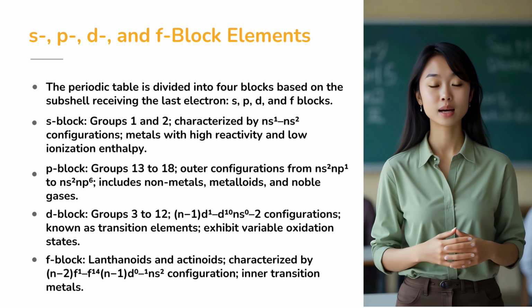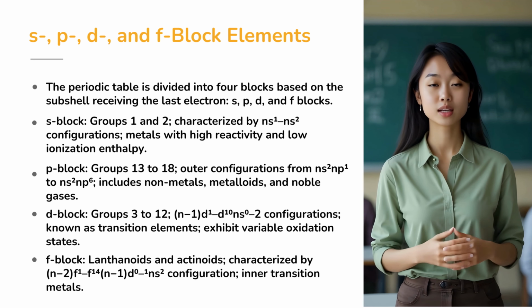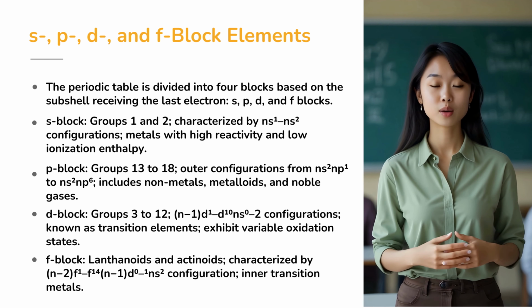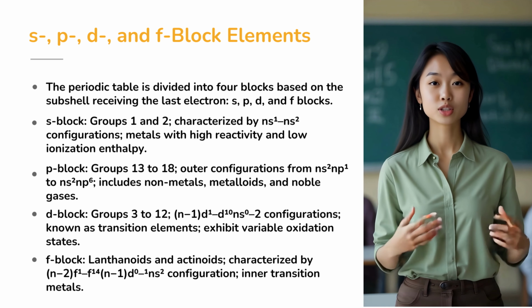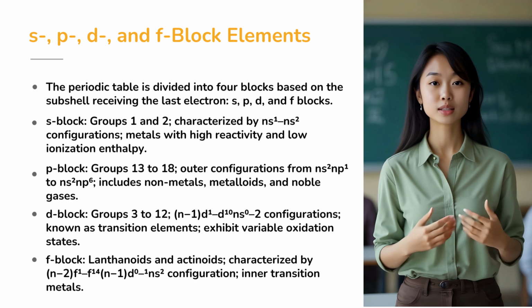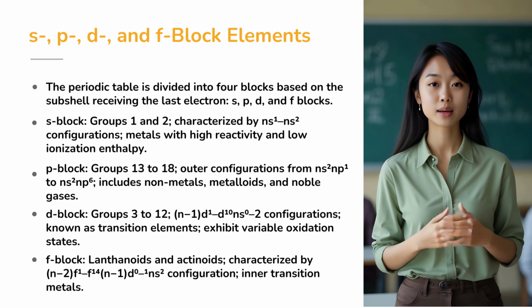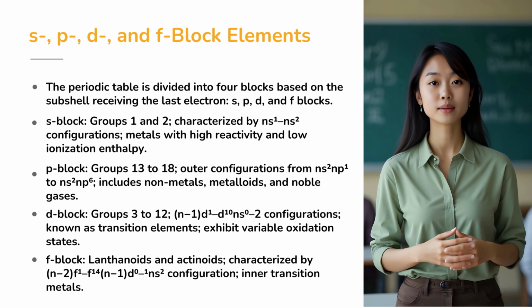Finally, we have the f block, the lanthanoids and actinoids, where the f orbitals are filled. A quick visual cue: check out figure 3.3 in your textbook. It color codes the periodic table by blocks and even shows which elements are metals, nonmetals, and metalloids. This blockwise understanding helps predict trends like magnetism, conductivity, and reactivity.